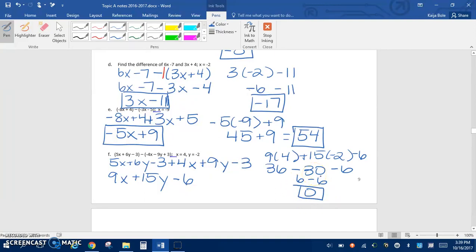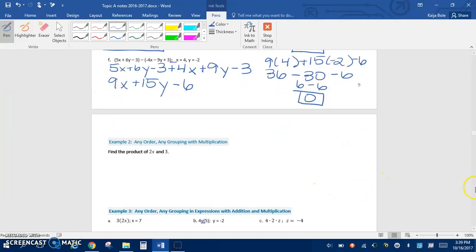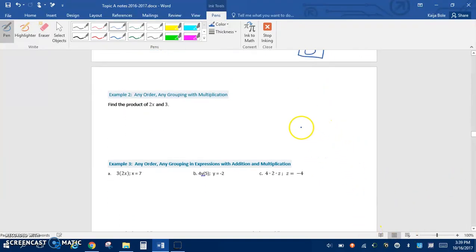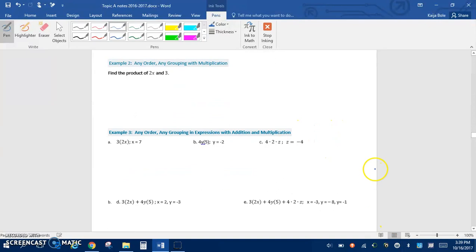Alright, go on over and flip on over to the next page. So now we're finding products. So kind of similar to the distributive property. So the first is to find the product of 2x and 3. So that would just be 3, and then in parentheses 2x. Okay, and then if we multiply them, we would get 6x.